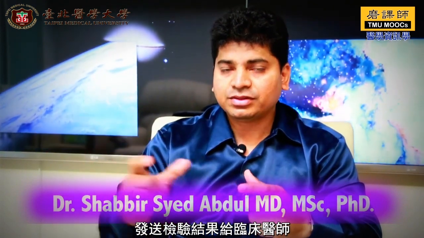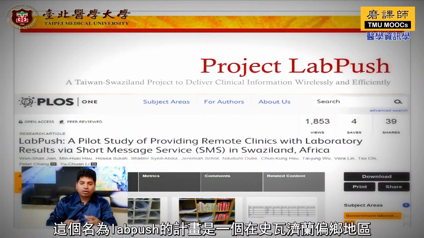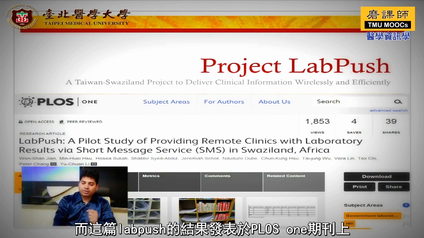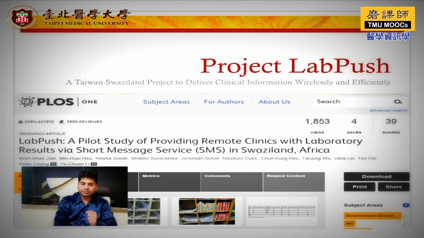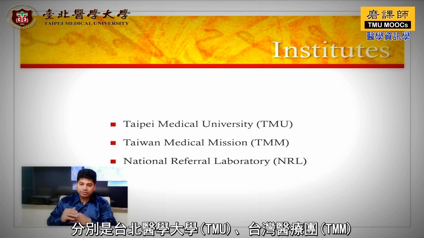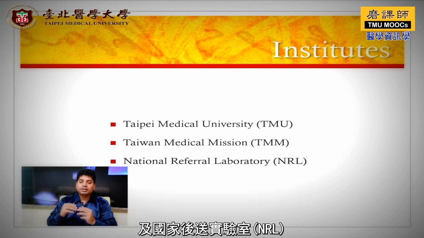to the clinicians via SMS, and the project is called Lab Push, a pilot study of providing remote clinics with laboratory results via SMS in Swaziland, Africa. This paper was published in the PLOS ONE journal. Three different institutes were participating: Taipei Medical University, the Type A Medical Mission, and the National Referral Laboratory.